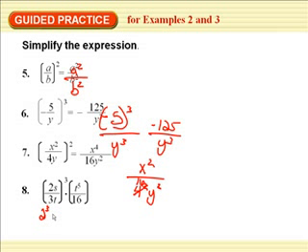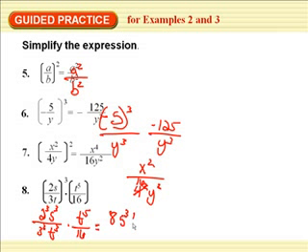2 to the third, s to the third, 3 to the third, t to the third, t to the 5th over 16. So 2 to the third is 8, s to the third, t to the 5th over 16. 3 times 3 is 9, times 3 is 27. What's 27 times 16? 432. t to the third. Okay, so the t's are the same, so we can subtract those. So t to the 2nd.